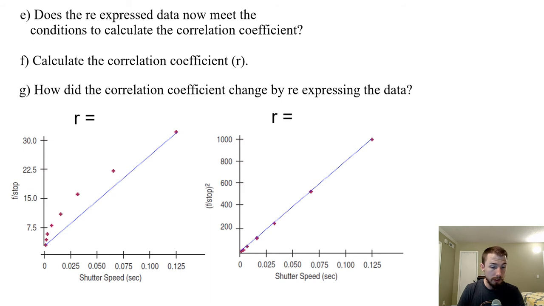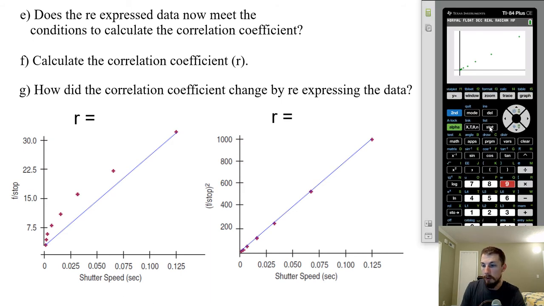Calculate the new correlation coefficient, so no big deal. So go to stat, calculate, the fourth option for linear regression. We're going to do list 1 to list 3 this time, because list 3 is our re-expressed data.